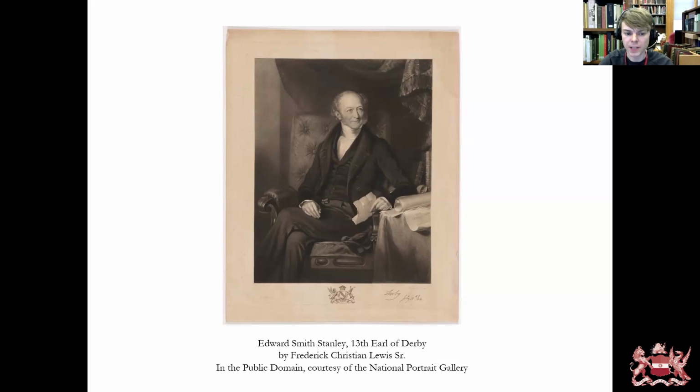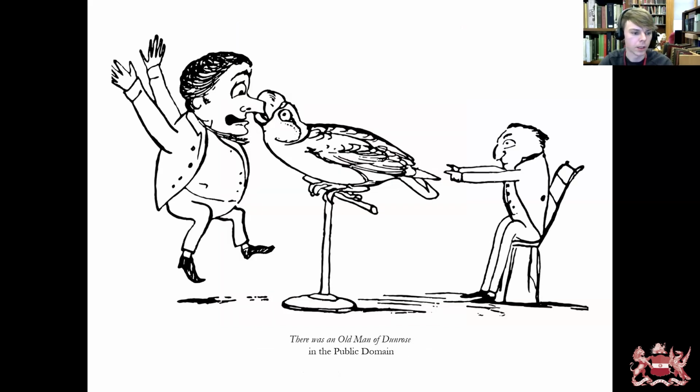Urban legend has it that Stanley first encountered the then teenage Lear sketching birds in the grounds of the newly inaugurated Zoological Society premises in Regent's Park, better now known, of course, as London Zoo, and even ushered him into the cages to get a closer look at the birds. And this is Lear's impression of how that encounter might have gone.